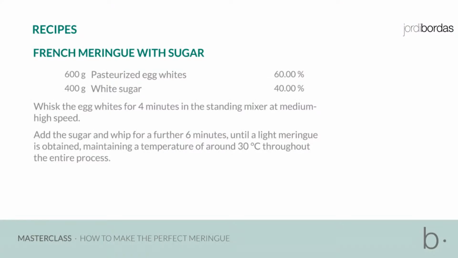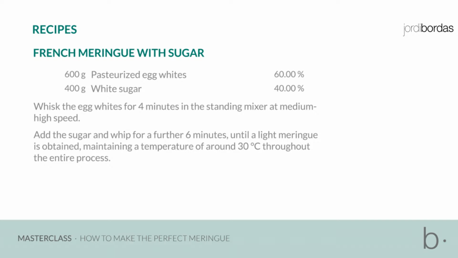What we are going to do is we have pasteurized egg whites, but this can be fresh egg whites also. I will explain at the end what is the difference between egg whites and pasteurized egg whites. In the process we are going to whisk the egg whites for 4 minutes, more or less, until we have soft peaks. We have a little bit of foam, no?